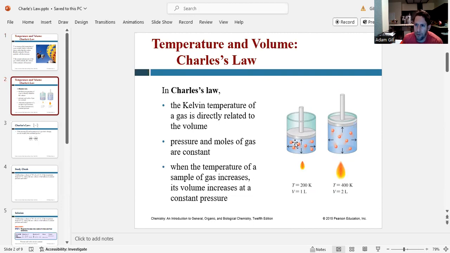Now, when you're doing this comparison, the pressure can't change and the number of moles of the gas can't change. So pressure and moles are constant. We're only changing temperature and volume. And so as you heat up a gas, its volume also increases. Or if you cool it down, the volume decreases.